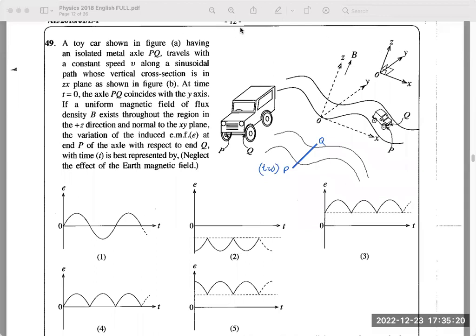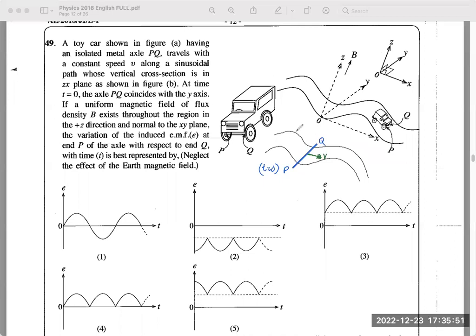So we need to now focus on electromagnetic induction. So wait a minute, it's moving in this direction. It is the direction of velocity. And how about the magnetic field, it is perpendicular to this, I think, no? If a uniform magnetic field of flux density B exists throughout the region in the plus y direction and normal to the xy plane, the variation of induced EMF at point P of the axle with respect to Q with time is best represented by. Okay, so when time is equal to 0, let's analyze it.